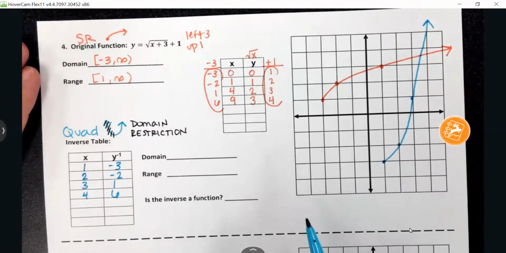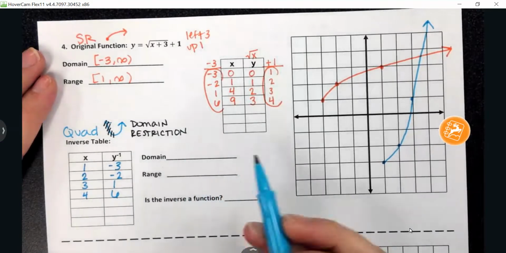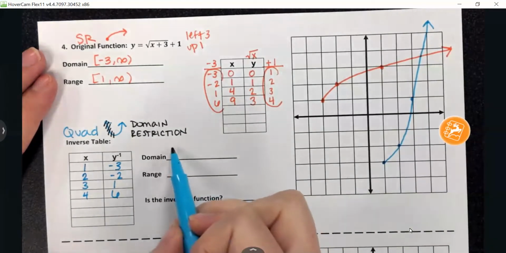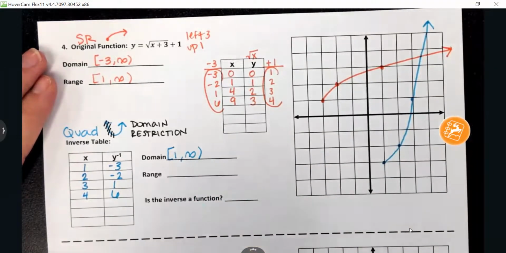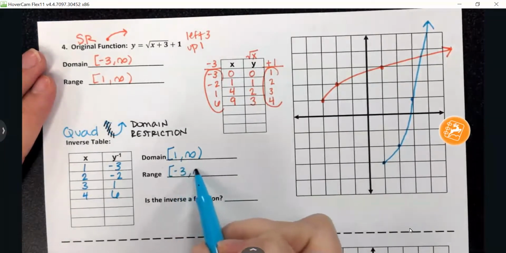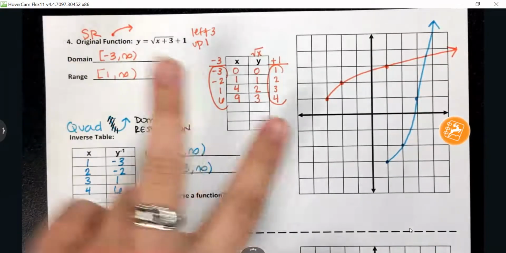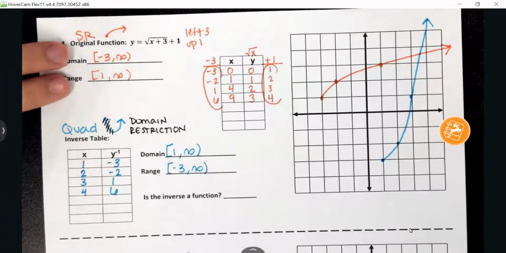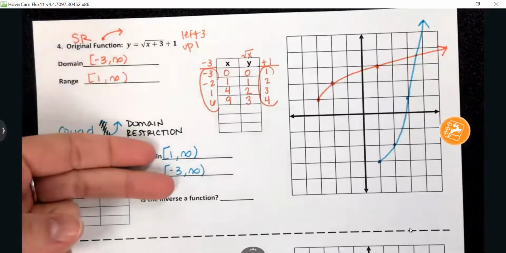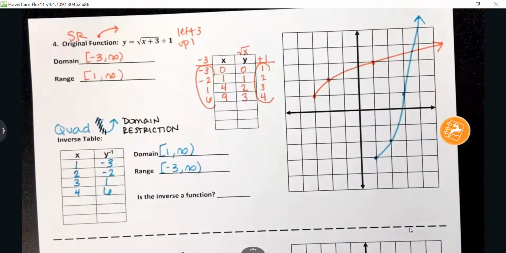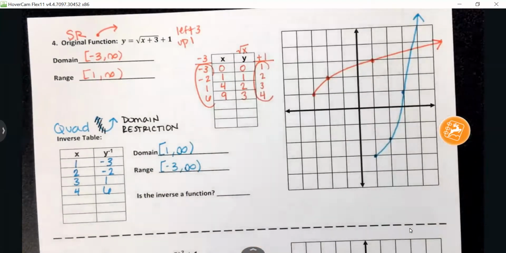What is the domain of my inverse function? Anybody? 1 to infinity, very good. What's the range of my inverse function? -3 to infinity. So just like we said on the front side, since my X and Y switch, look what happened to my domain and range. They switch, okay? So domain and range have to switch.